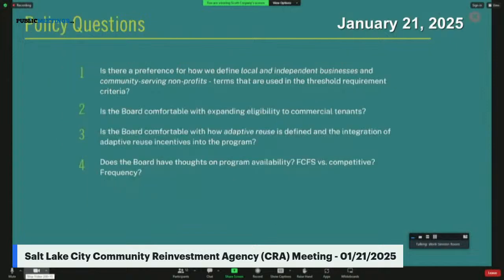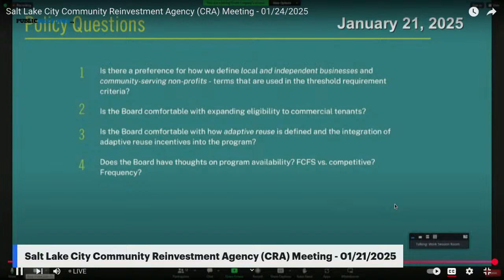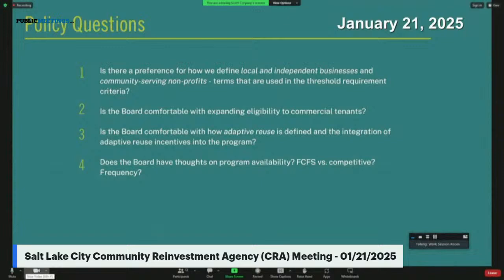We've already talked about several of these, but these were the policy questions that we came here with. I think we've touched on the local independent business definition. We haven't talked much about it, though we said there was support for commercial tenants being the applicants. Looking at this list, I think we could go ahead and make sure there are no other thoughts on some of these. Yeah, I think it's good for us to address. Thank you for putting these in there, this is really helpful. So board, why don't we go through them?